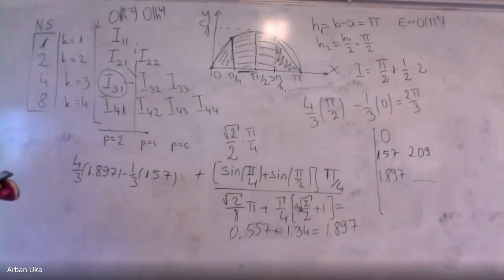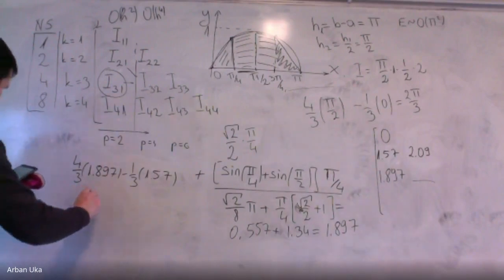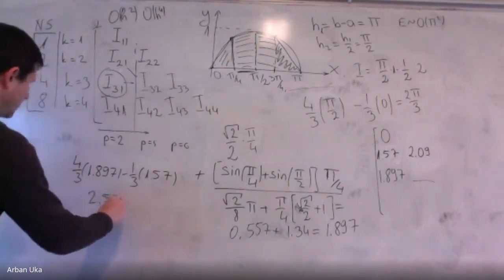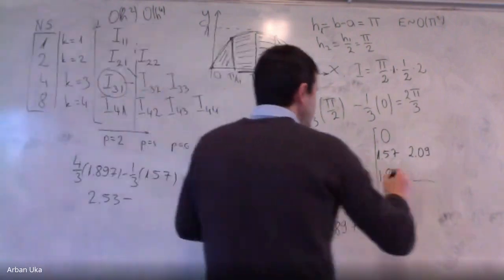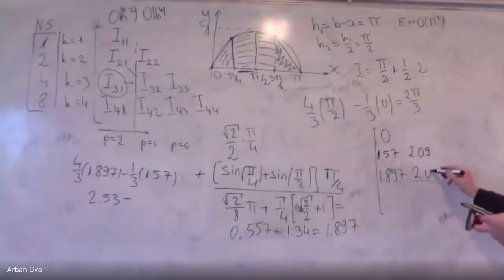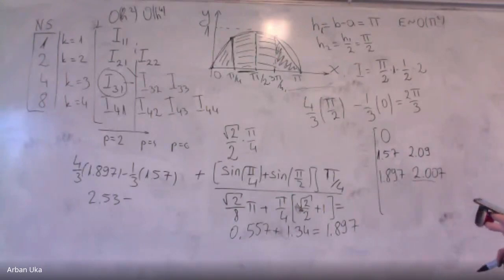So the result is going to be 1.897 times 4 divided by 3. This is 2.53 minus 1.57 divided by 3, which is 2.007. Okay, this is what we get.